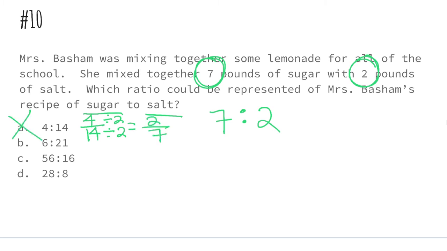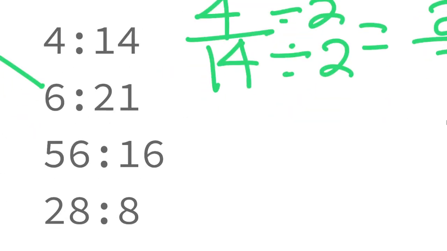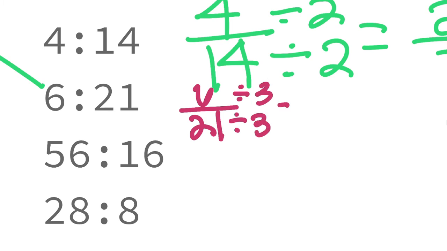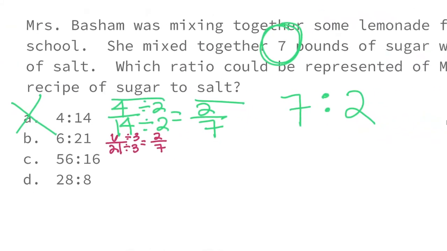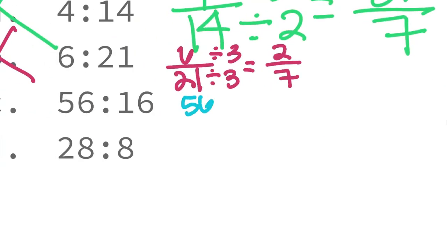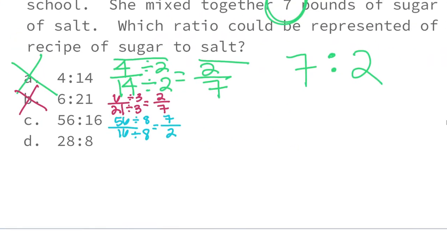So out. Next one, I've got 6 over 21. I can divide top and bottom by 3 and get 2 over 7. And that's not what I want. I want the 7 to go first, so he's out. Next one, I've got 56 over 16. I can divide by 8. 56 divided by 8 is 7. 16 divided by 8 is 2. 7 over 2. Hey, look, 7 over 2. The 7 goes first. So that looks like that can be it.